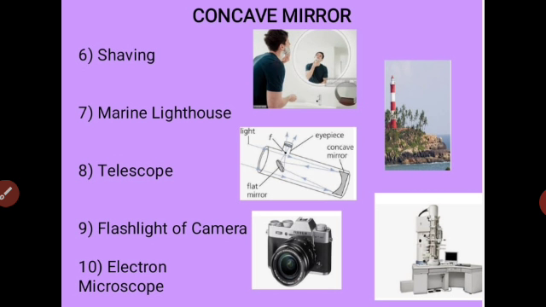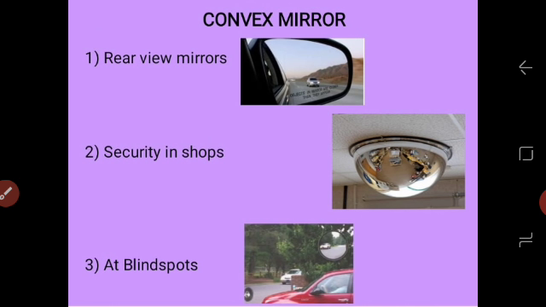Electron microscope, which gives us the images of very minute objects, also uses a concave mirror in the form. Now let us look at the convex mirror. The rear view mirrors of the cars are convex in nature. This is because a convex mirror gives us a virtual, erect and diminished image.